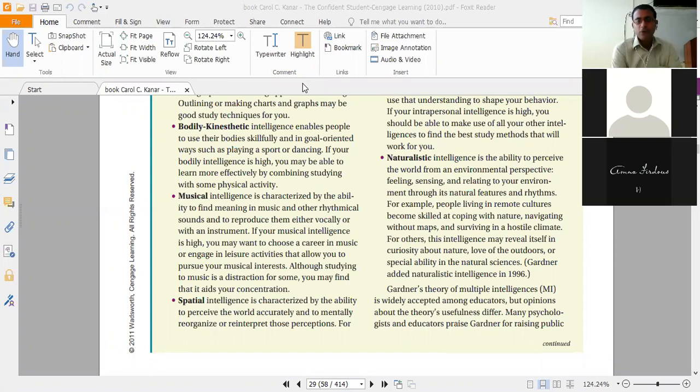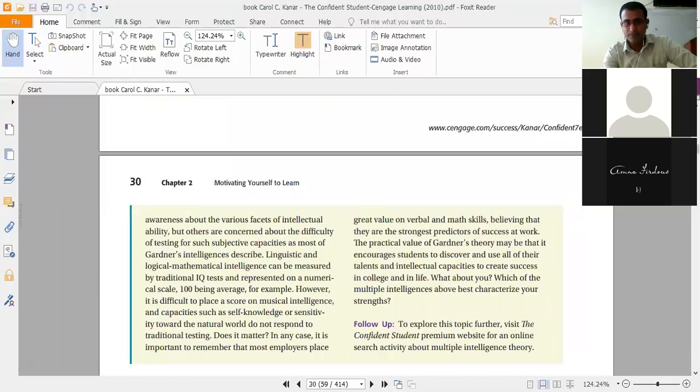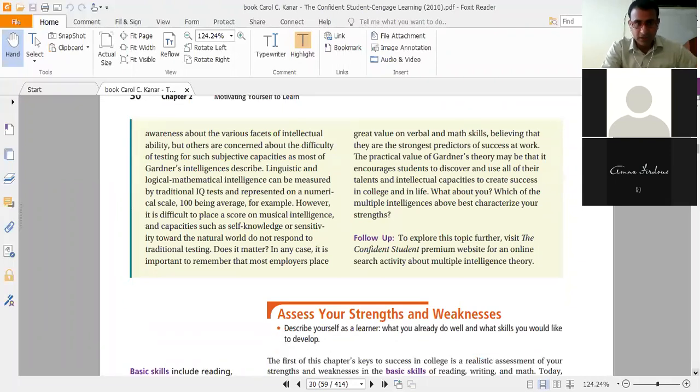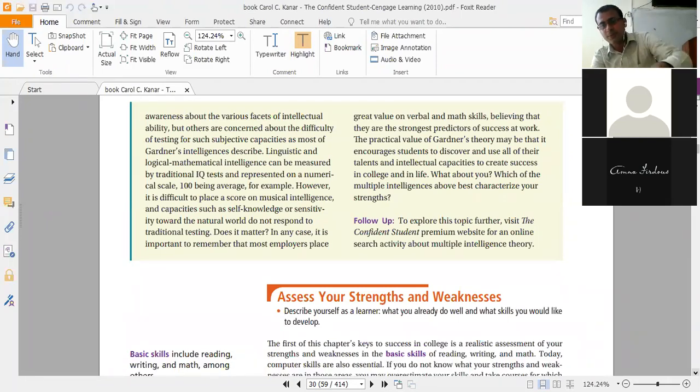So Gardner's theory of multiple intelligence is widely accepted among educators, but opinions about the theory's usefulness differ. Many psychologists and educators praise Gardner for raising public awareness about the various facets of intellectual ability, but others are concerned about the difficulty of testing for such subjective capacities as most of Gardner's intelligences describe. Please complete this paragraph, then I'll explain after that.